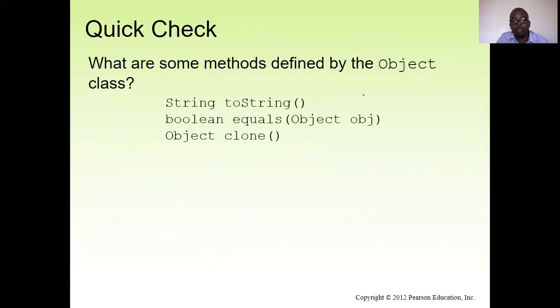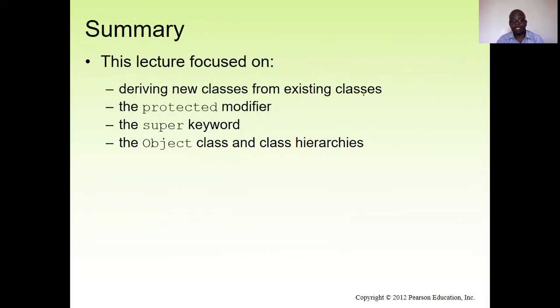And just a quick check, I gave it away already. The methods that are defined in the Object class are toString, equals, and clone, which basically creates a copy of an object. Okay, that's about what we had to talk about today.